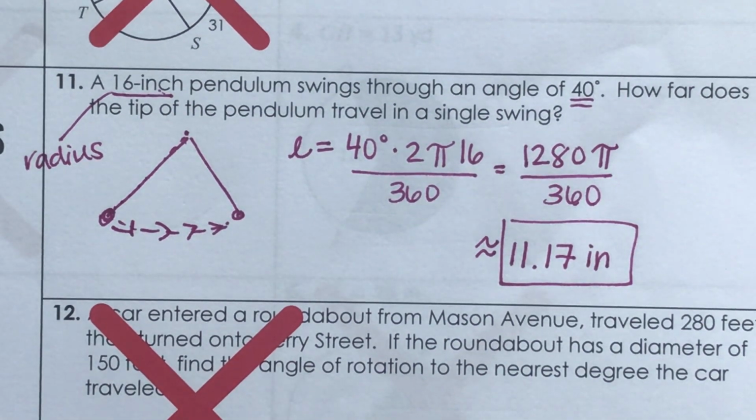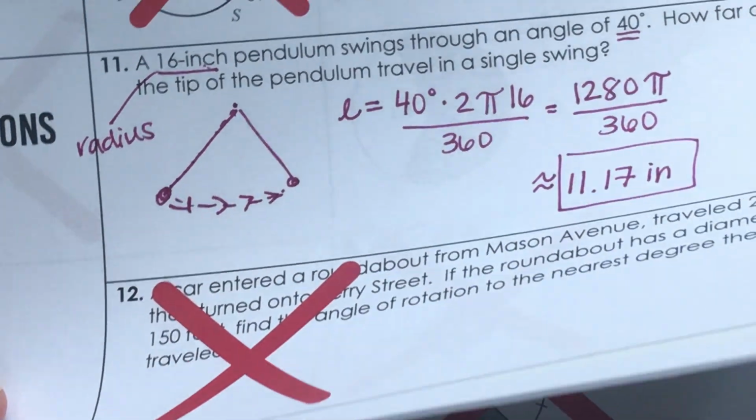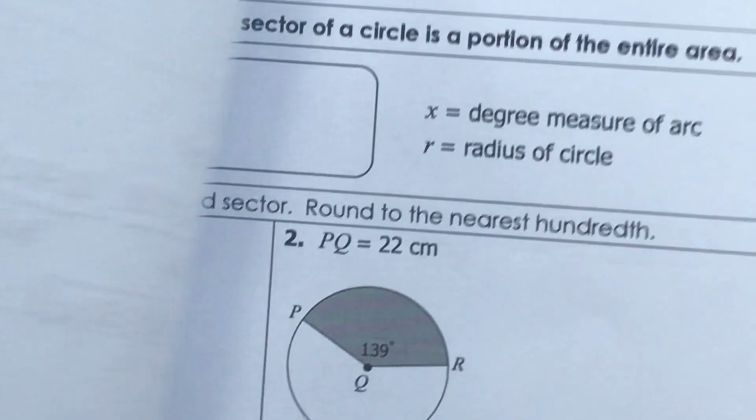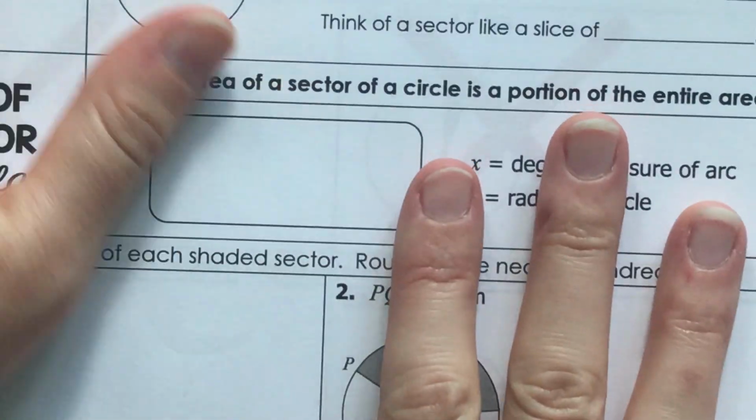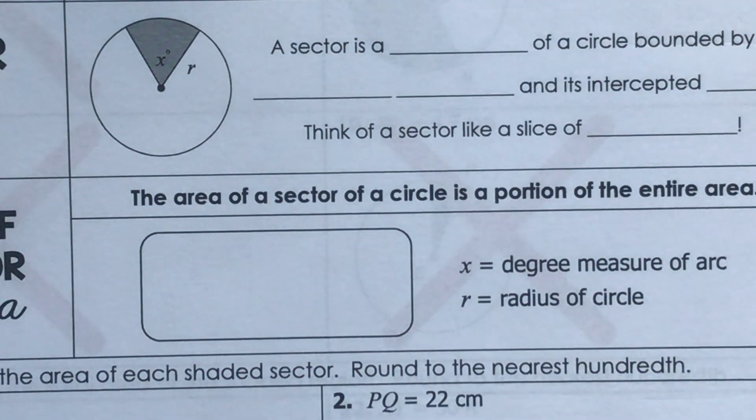Okay. Now, that was the first part of our homework here, or of our notes, arc length. The next part we're going to talk about is called area of a sector. Don't worry, there's not that many examples. We're going to breeze through it quickly. Okay.